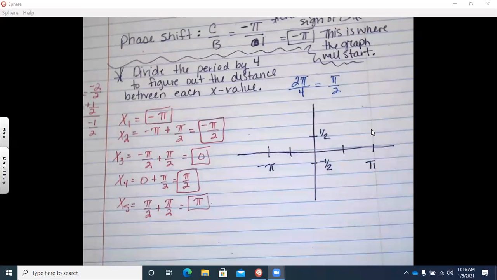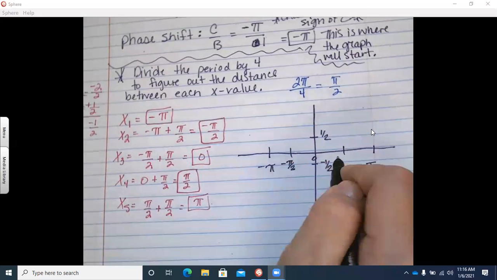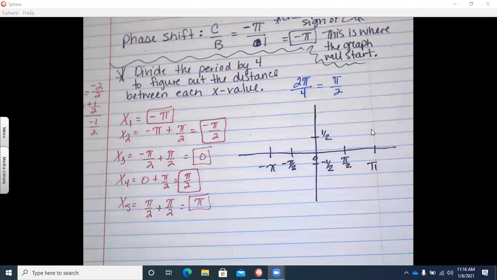So start at negative pi. Then I'm at negative pi over 2. Then I'm at 0. Then I'm at pi halves. And then I'm at pi, which I already said. So we already know at negative pi what your y value is going to be. We know it's going to be 0, but we're going to do the math anyway because we need practice solving trigonometric functions. So I'm going to do all that at the bottom. I want you to do it on your own.